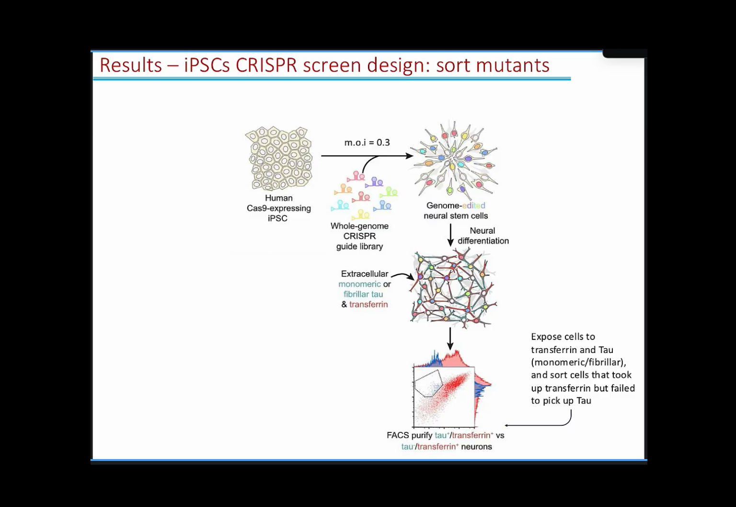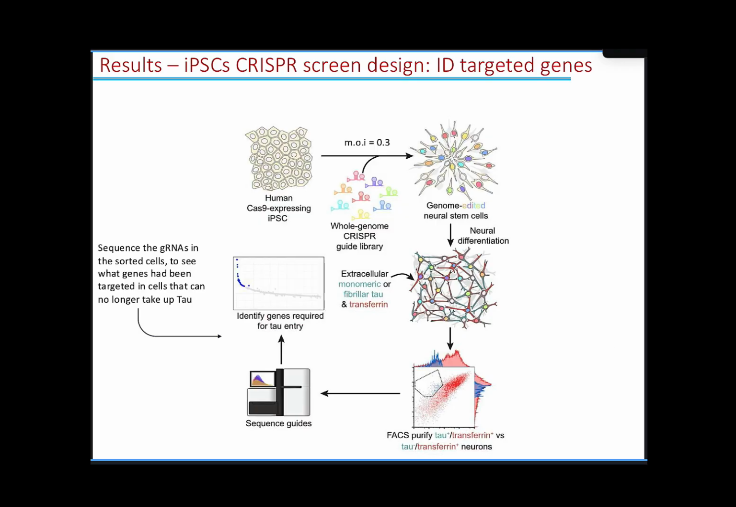Cells that may be picking up zero fluorescence of either kind, so those may be dead cells or cells that are completely dormant. And then cells that may be uptaking more of one or the other. We'll go through that in a bit more detail. But after the differentiation into neurons, they would expose these cells to transferrin or tau and look for cells that take up transferrin but fail to take up tau, because those are the cells they're interested in. And you notice in this cartoon there is a certain subpopulation of the cells that is framed, but we'll go through that in more detail in a couple of slides.